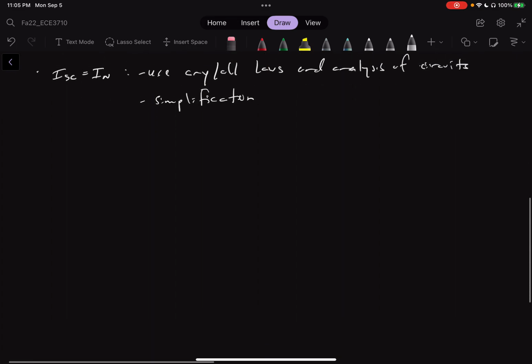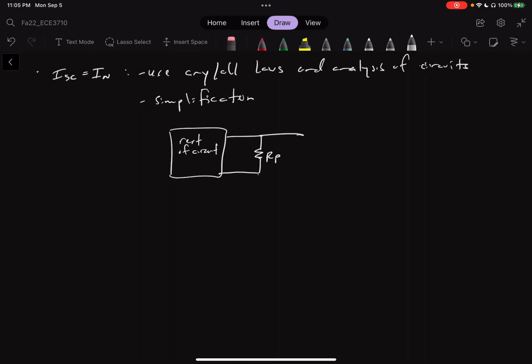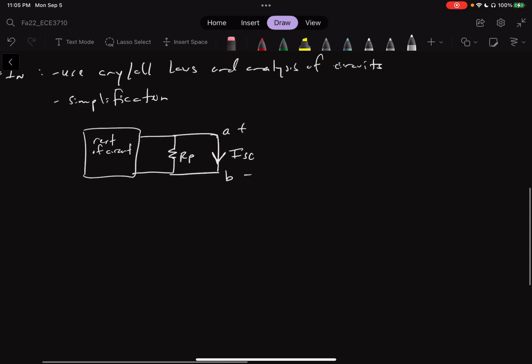For example, you may sometimes have rest of circuit, Rp, A plus, B minus. You can replace this drawing with the following: rest of circuit. My apologies. Rest of circuit.